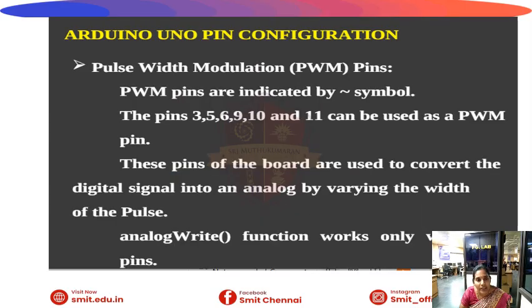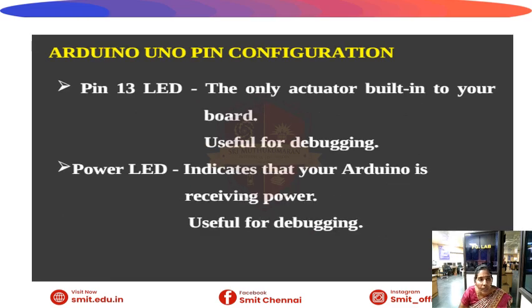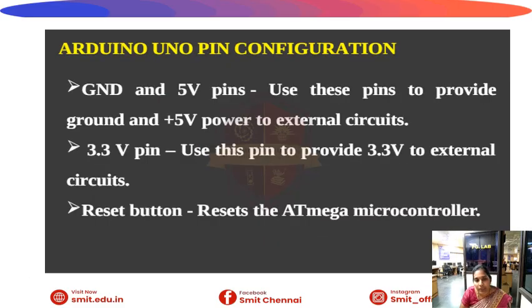Pulse width modulation pins are indicated by a symbol. Pins 3, 5, 6, 9, 10 and 11 can be used. These pins are used to convert the digital signal into analog by varying the width of the pulse. The analog write function works only with these pins. Pin 13 is used as an LED pin, the only actuator built into your board, useful for debugging. The power LED indicates that your Arduino is receiving power.